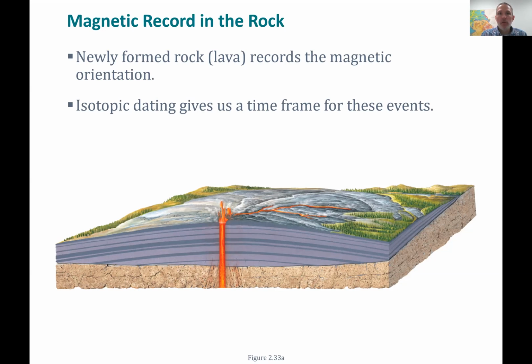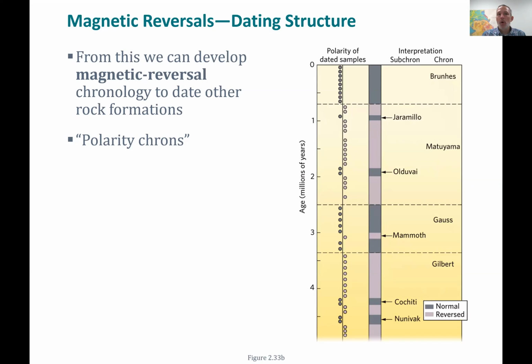We can also use radiometric dating, more on that in our chapter on radiometric dating, to figure out the age of those samples. And so then we can use the age of the samples and where the iron crystals are to determine how the magnetic polarity of the Earth has shifted, has flipped.